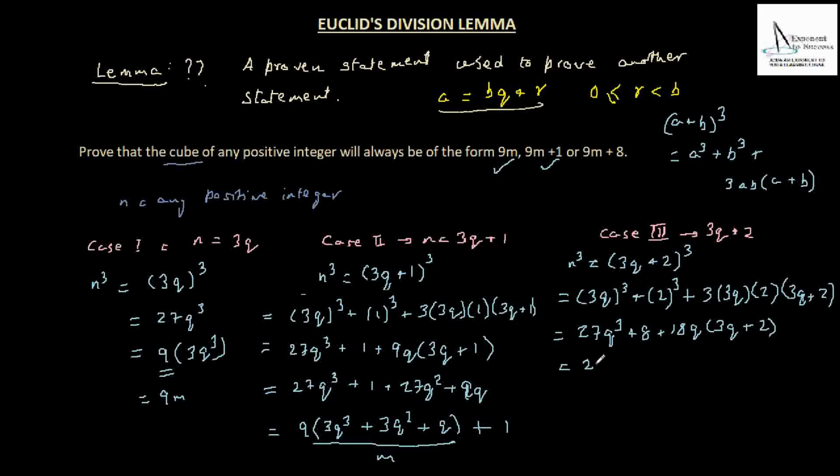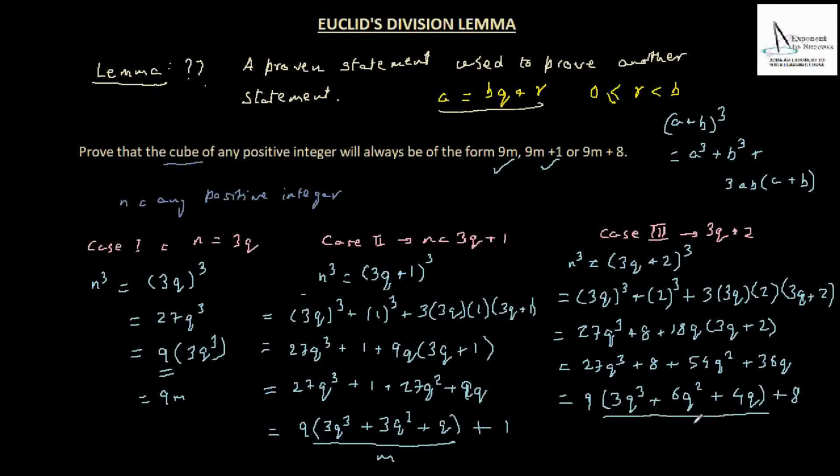I can open the brackets now, so I get 27q cube plus 8 plus 18q times 3q is 54q square plus 18q times 2 is 36q. I can again factorize out the 9, so I'll be left with 3q cube. 8 is not divisible by 9, so 54q square divided by 9 is going to give me 6q square, and I'll be left with 4q over here. And since we had left out the 8, I can write it at the end.